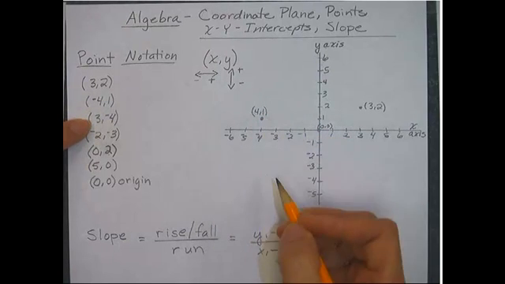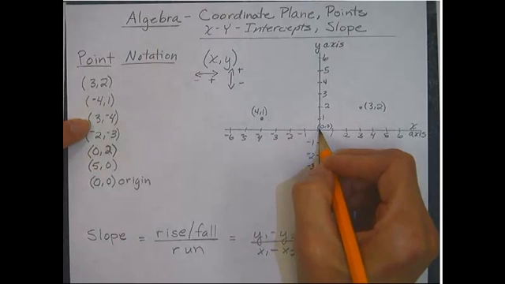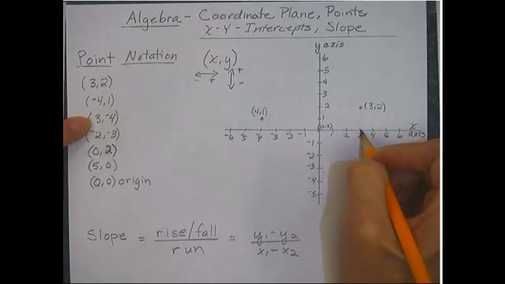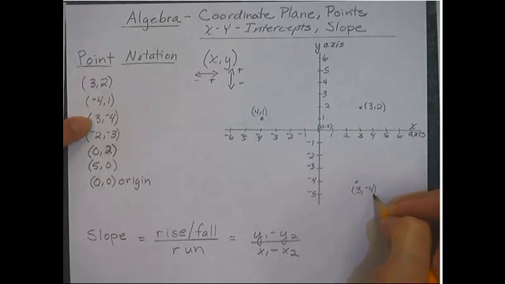Okay. The next point that I'm going to plot is 3, negative 4. Again, starting at the origin, which is 0, 0. My first coordinate, the x-coordinate, is a positive 3, so I'm going to go over 3. The second coordinate is negative 4, so I'm going to go down 4. So this point is 3, negative 4.